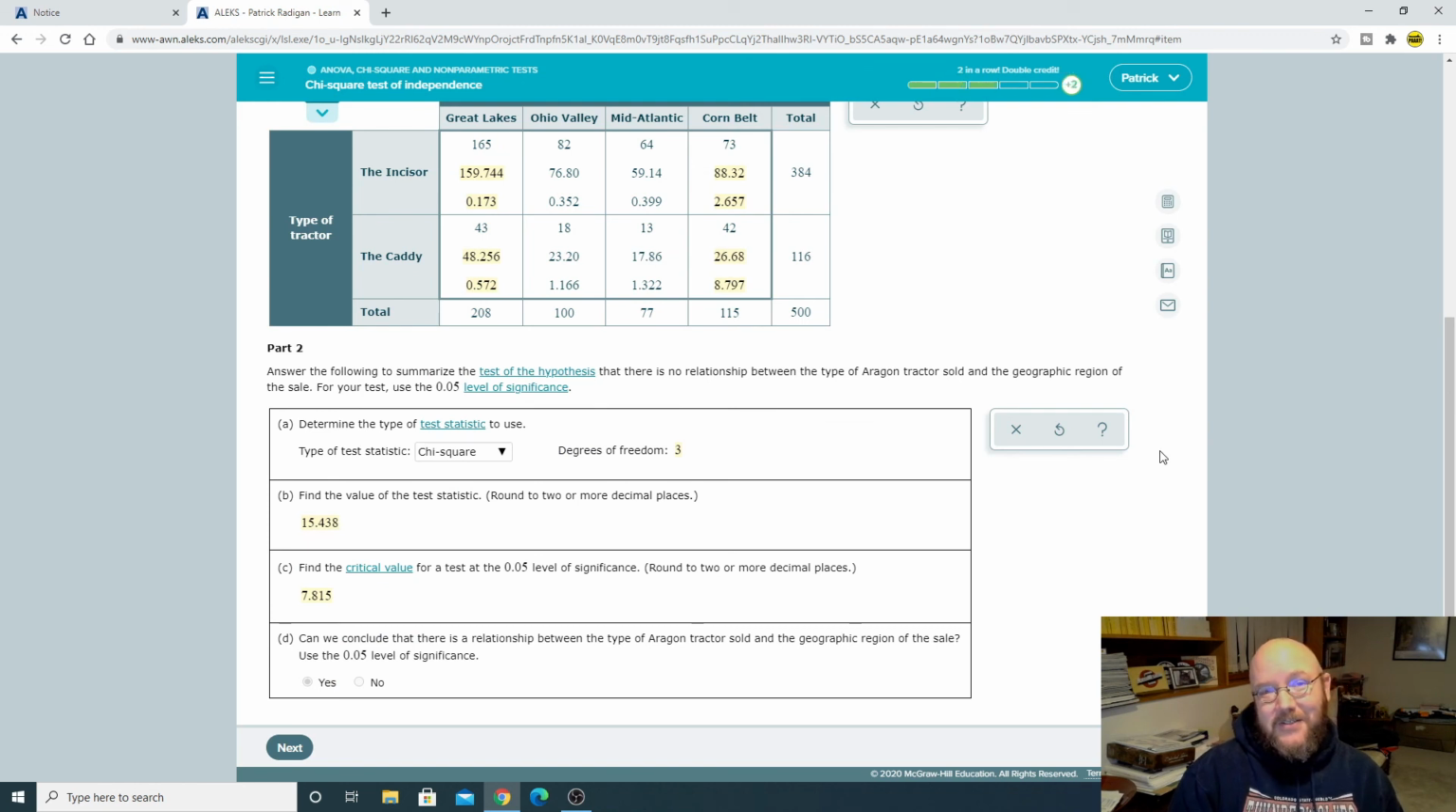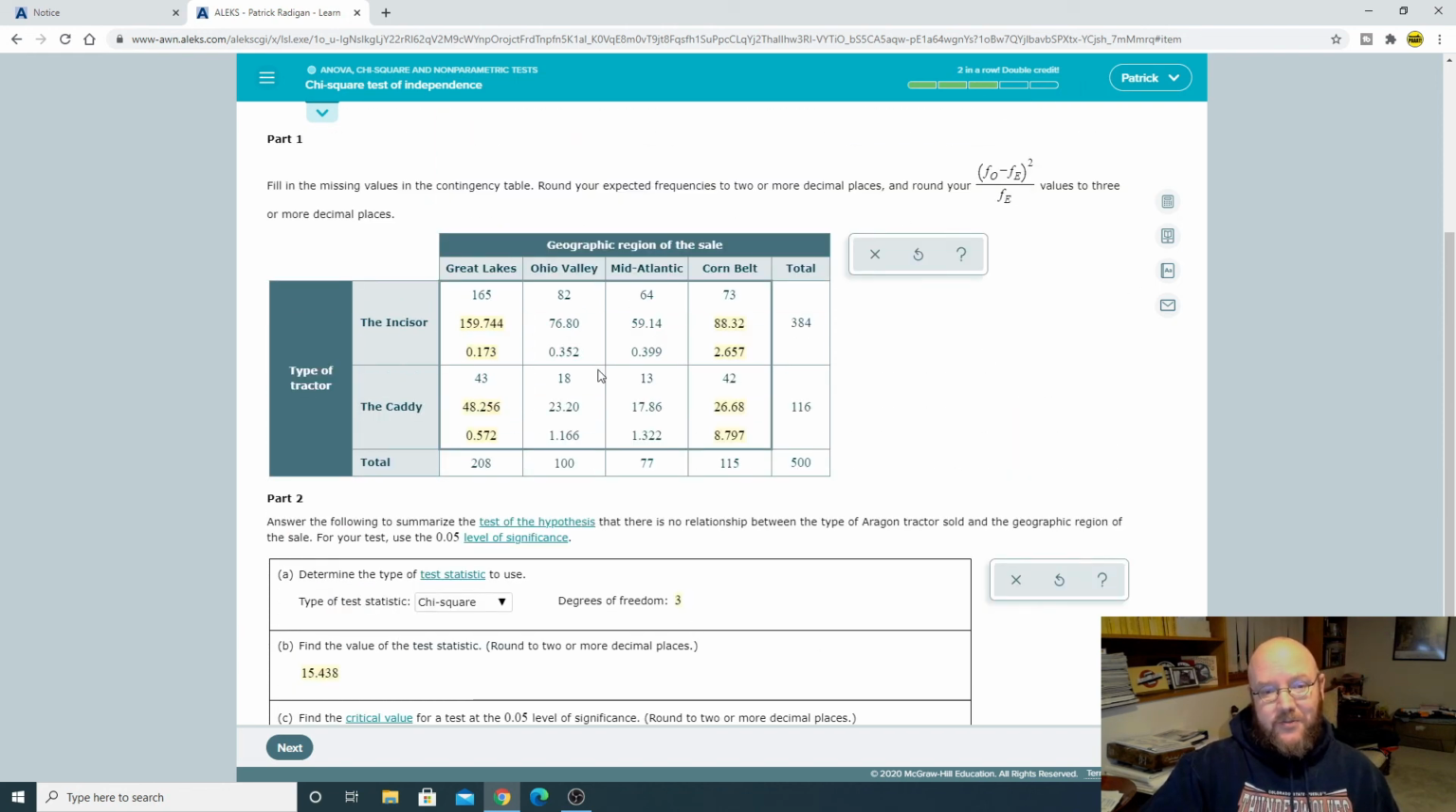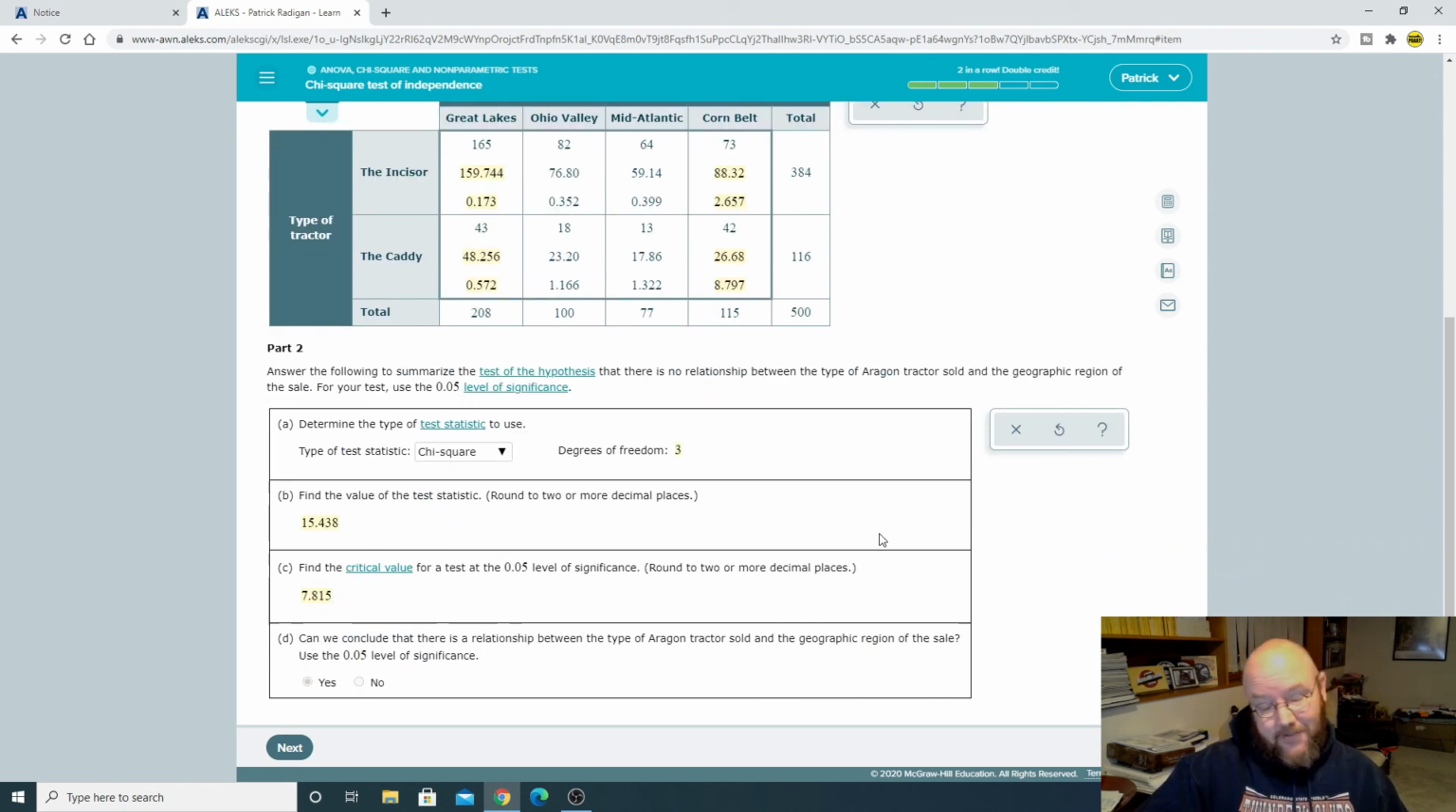So that's how you do a chi-square test of independence. Just remember, get this degrees of freedom part right, and then the rest of the problem will fall into place. Degrees of freedom is columns minus one times rows minus one. Okay. If you get that one right, then the rest of the problem will fall into place for you. All right. So good luck on that one.